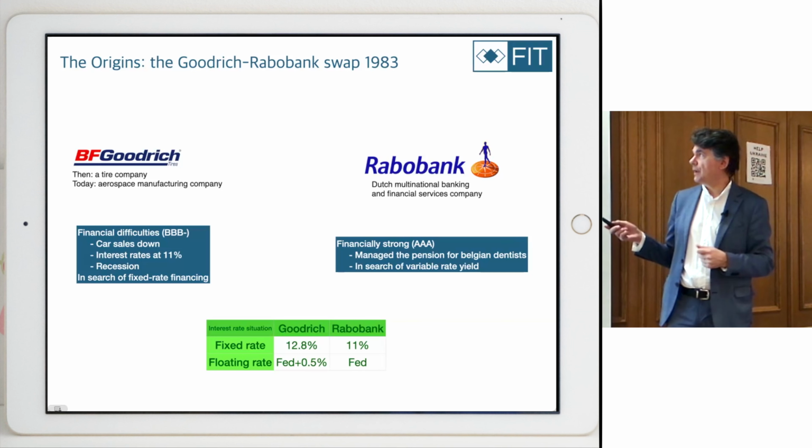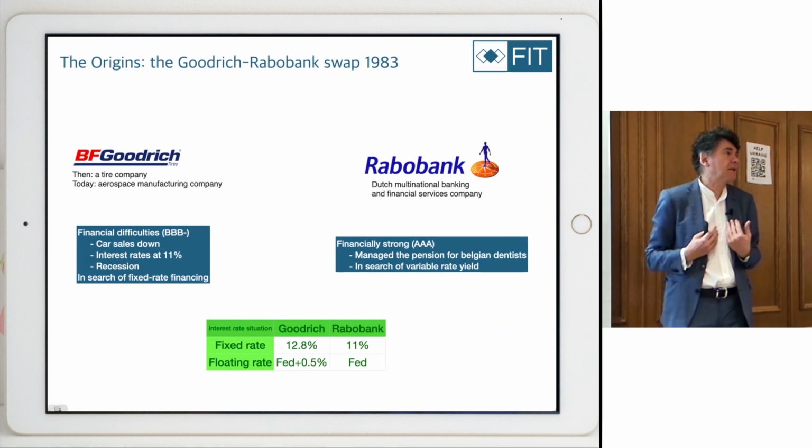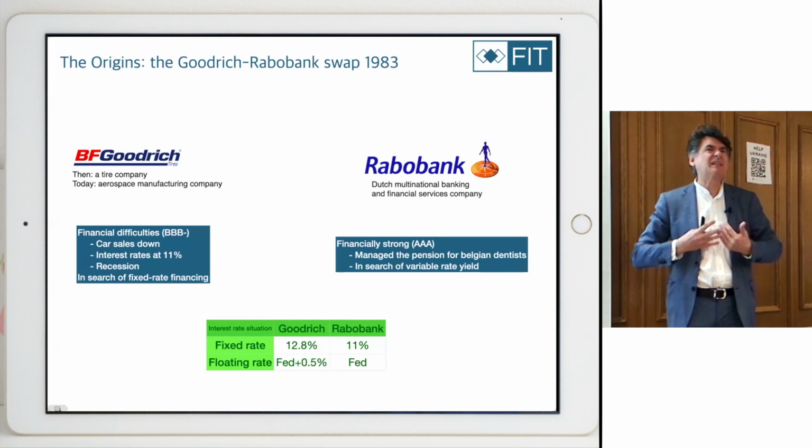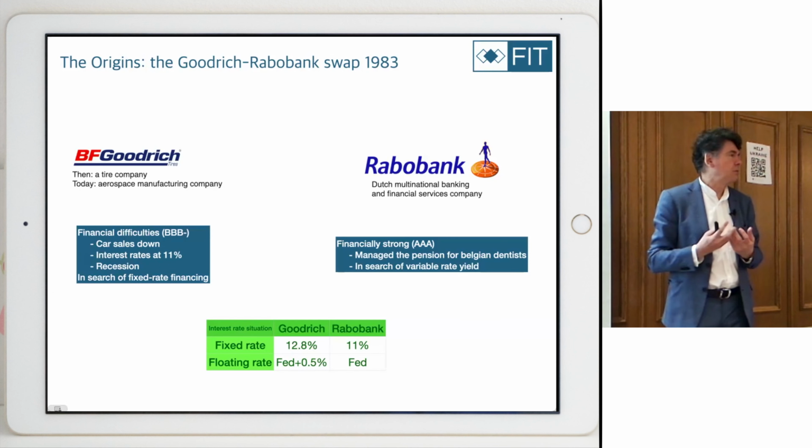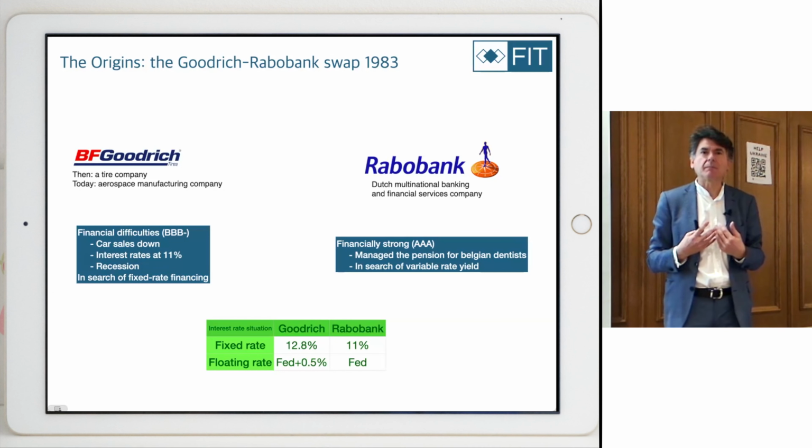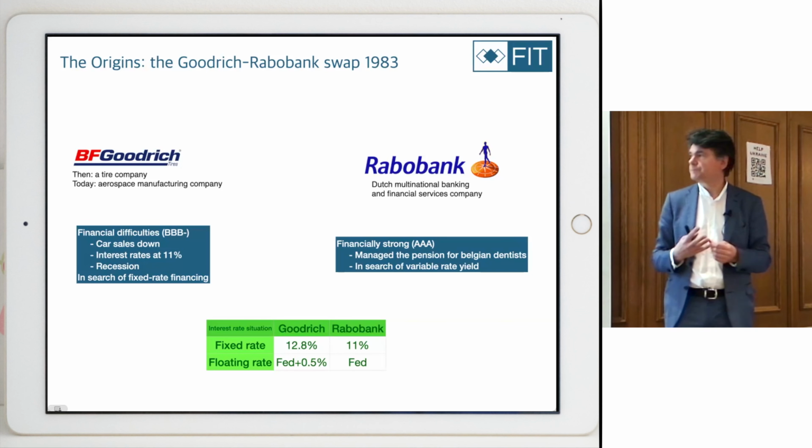Sorry, another thing with Rabobank, they're not looking for financing. They have more than enough money. They're looking for exposure to variable rates, which for us is the same. Whether you're lending or borrowing, it doesn't matter. They're looking for variable rate. Okay? All right. Now, this is the situation with interest rates.